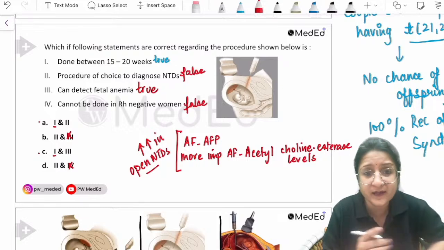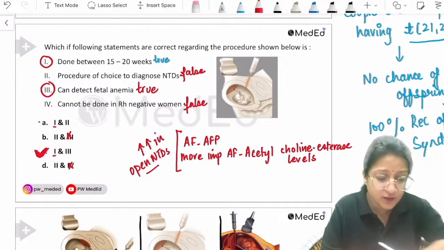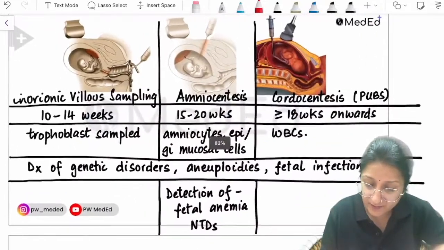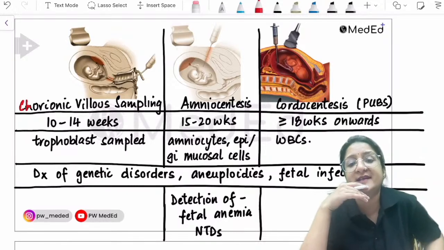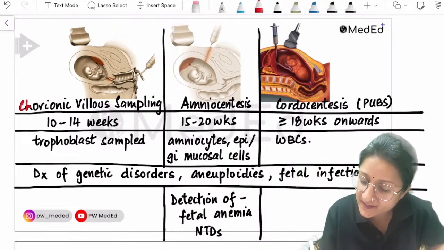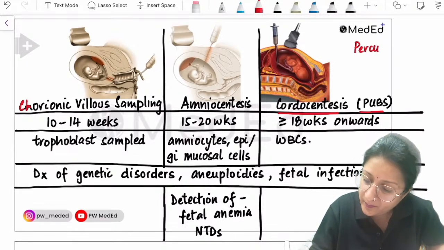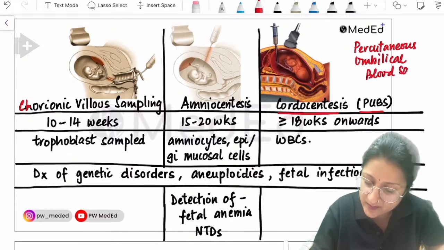So what are the true statements? Statement number one and statement number three. These are the true statements. Okay, clear? So let's quickly revise your invasive fetal testing. So we have chorionic villus sampling, CVS, amniocentesis, cordocentesis given side by side for you to compare. Cordocentesis is also called PUBS. PUBS stands for percutaneous umbilical blood sampling.